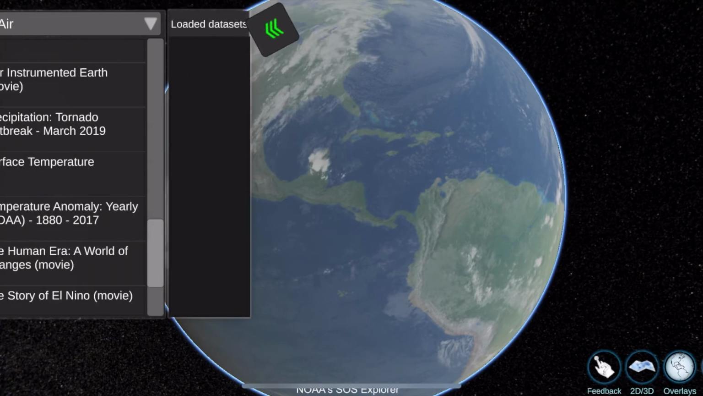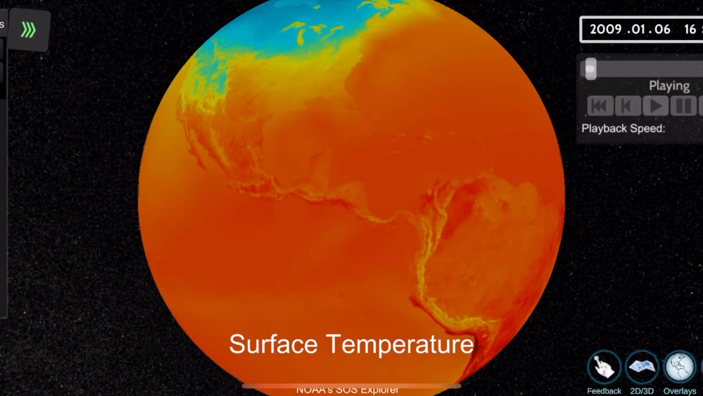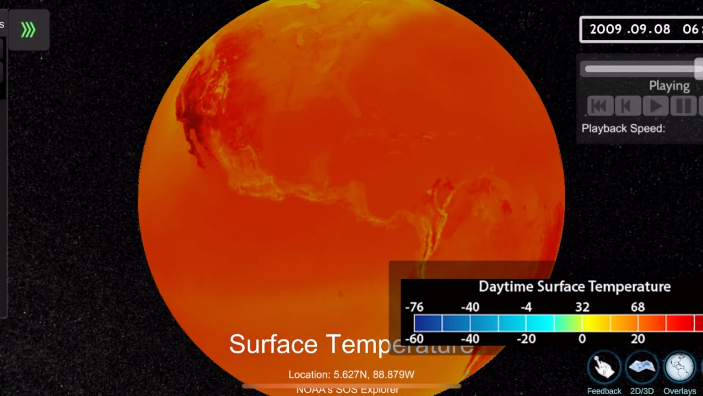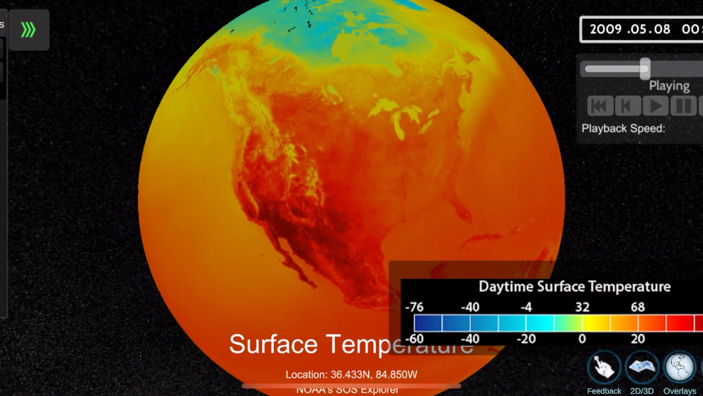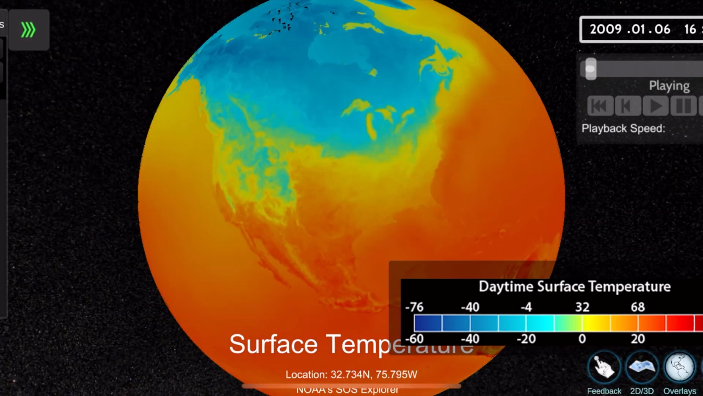So today we're going to be taking a look at the surface temperature on Earth. This data set moves by pretty quickly. We'll start in North America first.